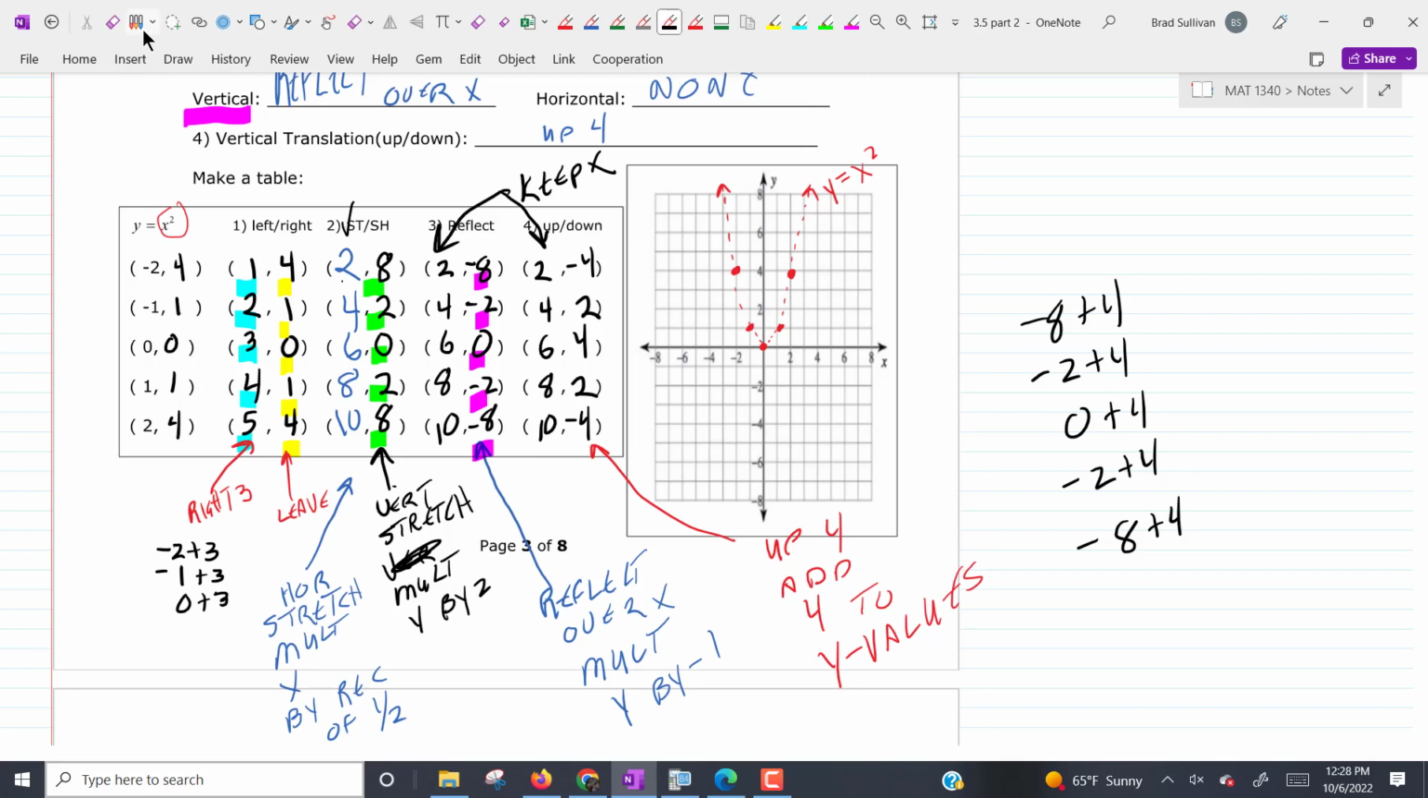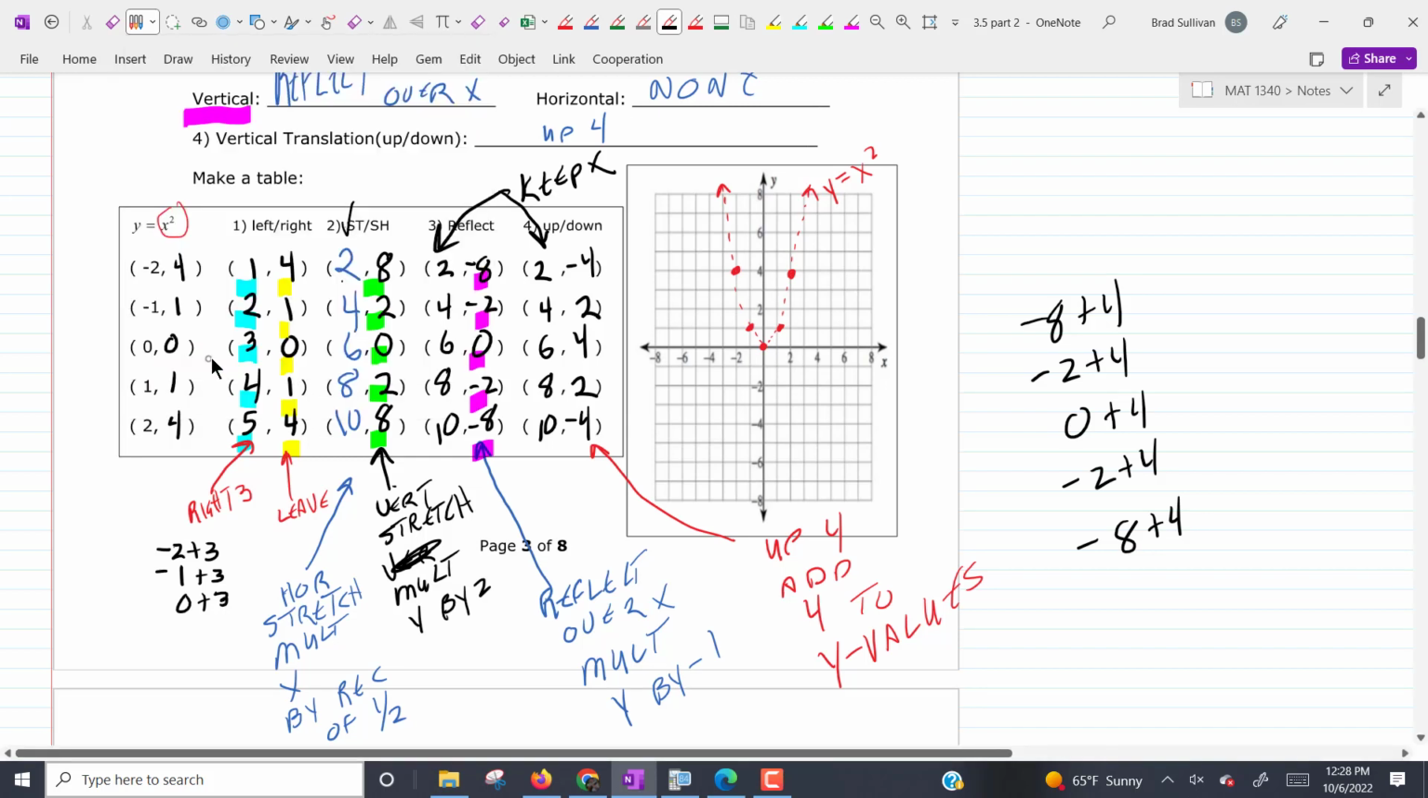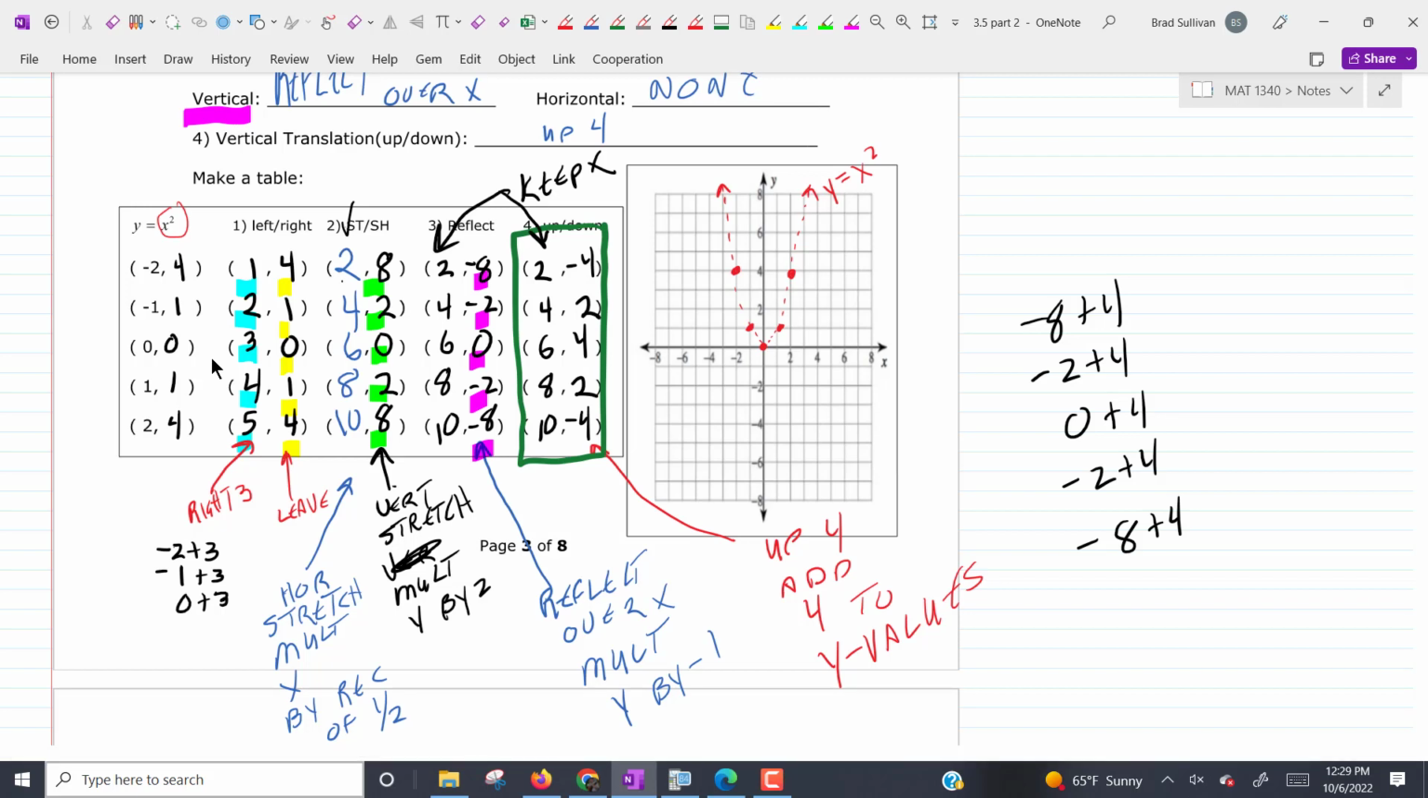So here's what I want you to do to wrap this up, and then I'm going to let you try a problem. I'll give you a little time to see if you can do this. Just plot this last group of points, and this will give you the new graph. Start off with 2, -4. Then 4, 2, over 4 up 2. Then 6, 4. And then 8, 2. And just add a number 10 in there. Then you go 10, -4 like that. This is what that new transformed graph looks like.